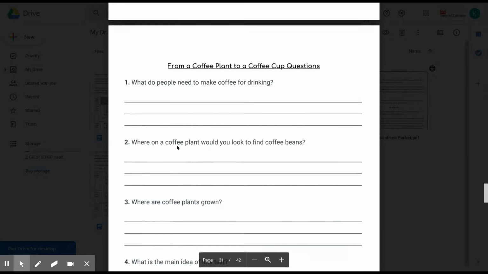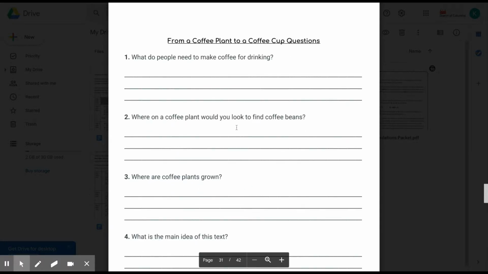Come back to the question. Where on a coffee plant would you look to find the coffee beans? You would say the coffee beans are seeds found inside the coffee cherries. Notice how we go back in the text to find the answer.